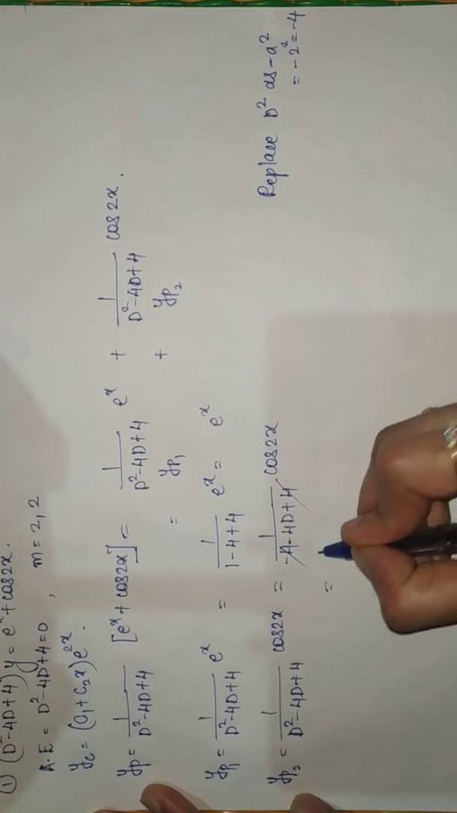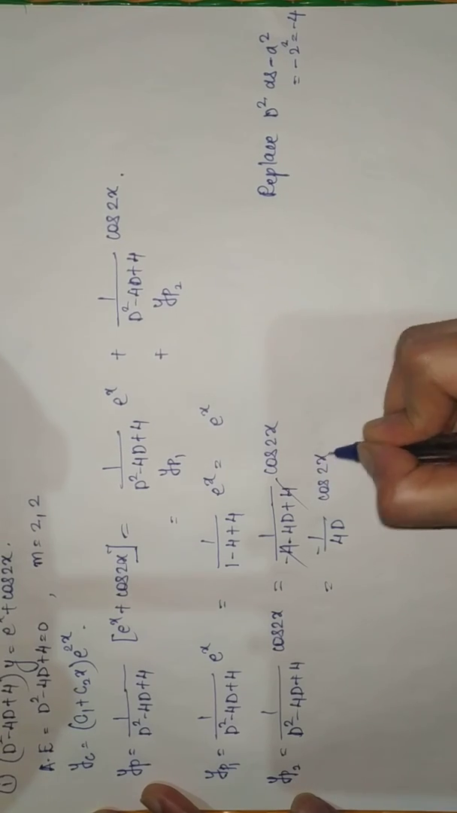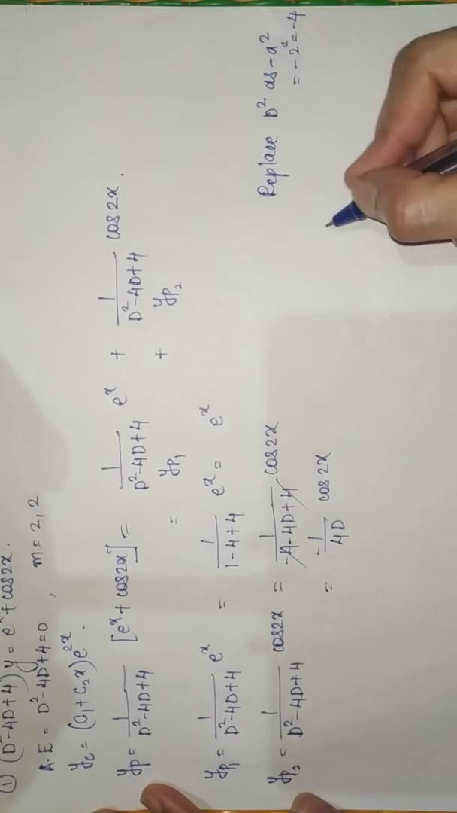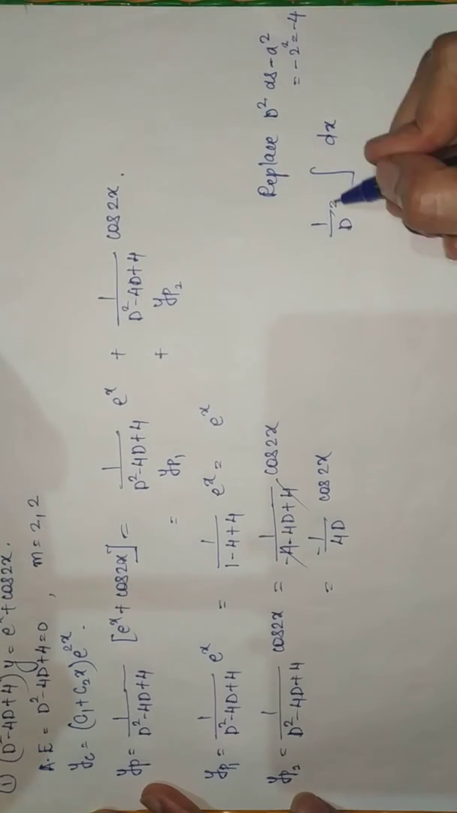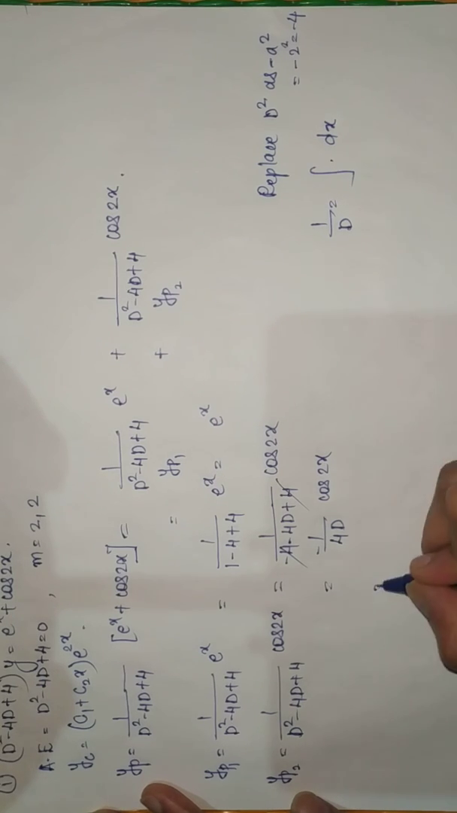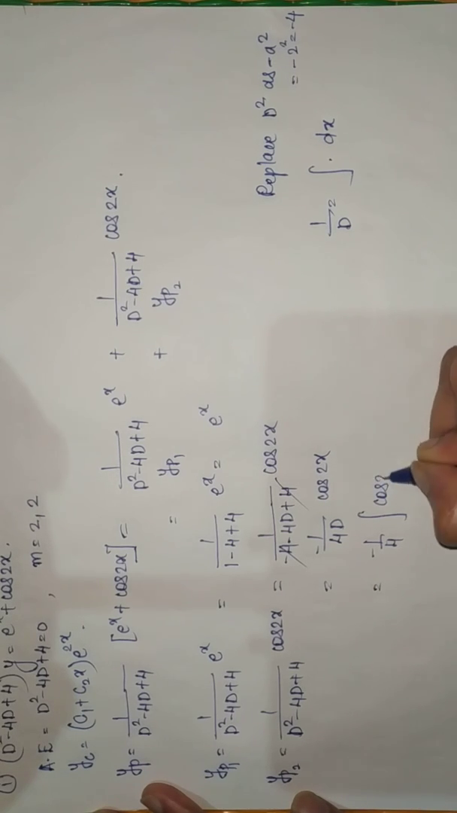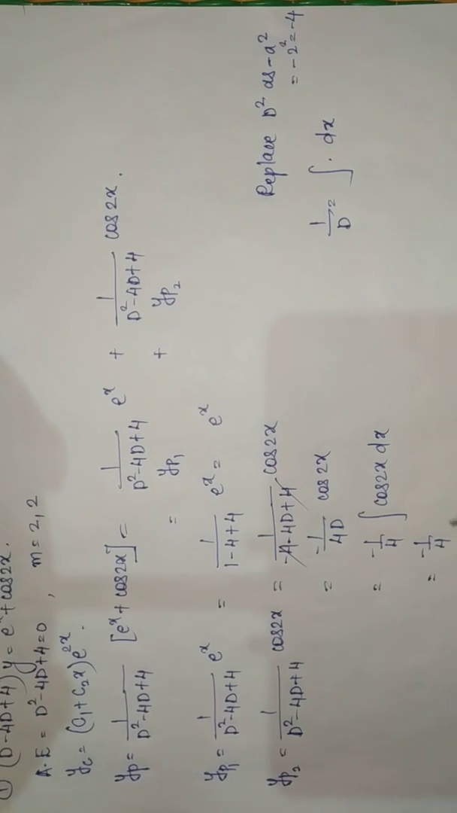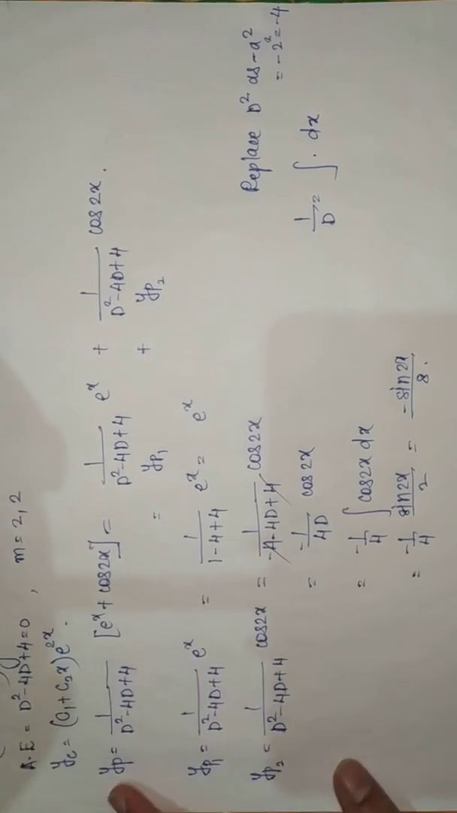Okay, so this is cancelled. So the remaining thing is 1 upon minus 4D over cos 2x. So my D is the differential operator, right? So 1 by D is my integral operator with respect to x. So we can say minus 1 by 4 integral, on the right hand side we have cos 2x, so cos 2x dx, and we can find this easily. Minus 1 by 4, the integration of cos is sin 2x by 2. So it is minus sin 2x by 8. So this is my required yp2.